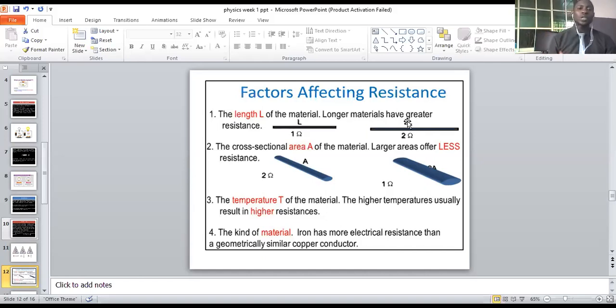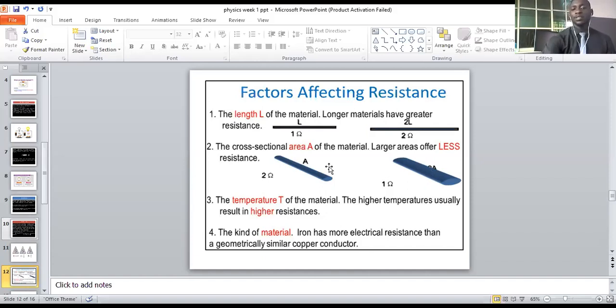Number 2, the cross-sectional area. This is inversely proportional to the resistance. Unlike the length, which is directly proportional to the resistance, the cross-sectional area is inversely proportional to the resistance. That is, an increase in area brings about a decrease in the resistance.